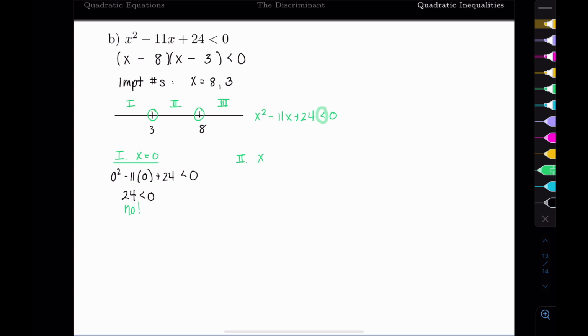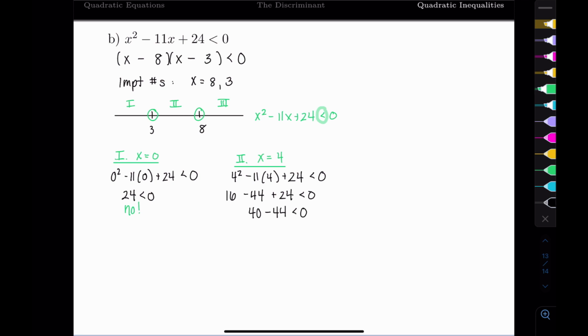Moving on to interval 2, we can pick 4 inside that interval. So this would give us 4 squared minus 11 times 4 plus 24. We want this to be less than 0. So that's 16 minus 44 plus 24 is less than 0. And if you do 16 plus 24, that's 40. And then we're subtracting 44. We want this to be less than 0. I don't need to finish this completely. I definitely know that's less than 0. So everything inside interval 2 is going to work for us.